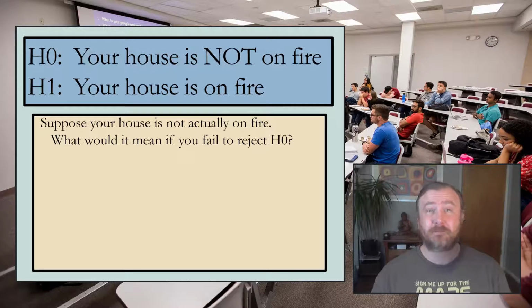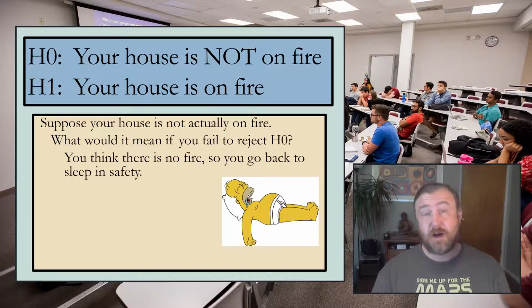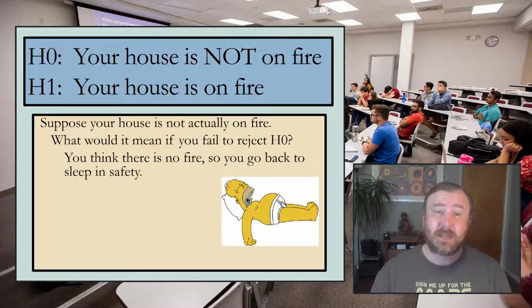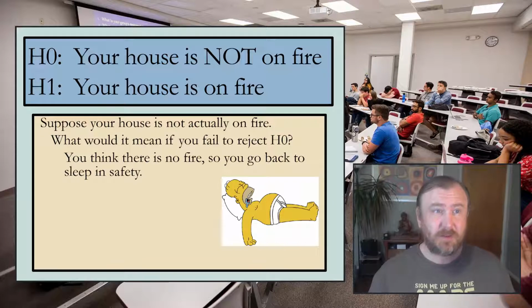So we set up these alternative hypotheses, and suppose in reality, what's really happening is that your house is not actually on fire. Well, what would it mean if you fail to reject the null hypothesis? In that case, you think there's no fire, and you go back to sleep in safety. You don't reject the null. You presume the house isn't on fire.